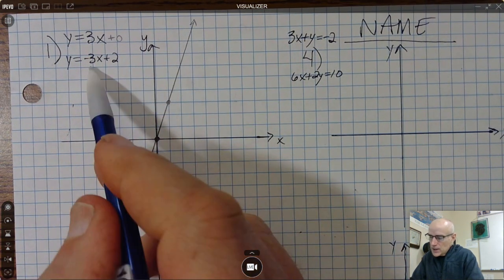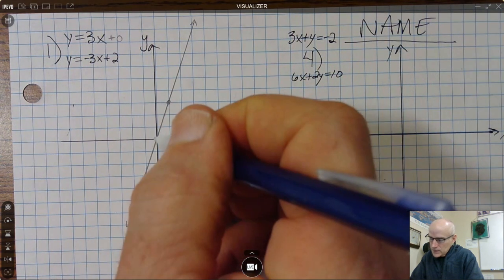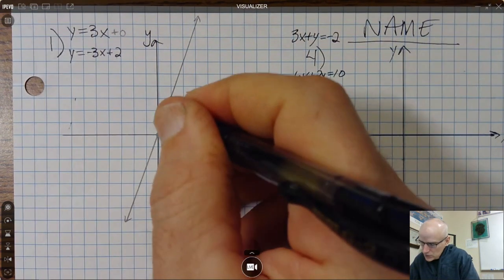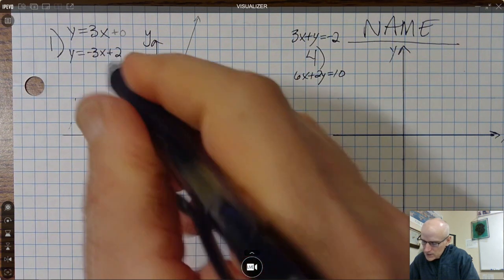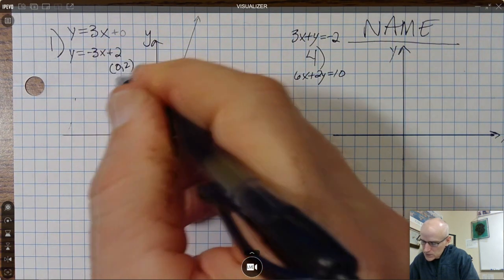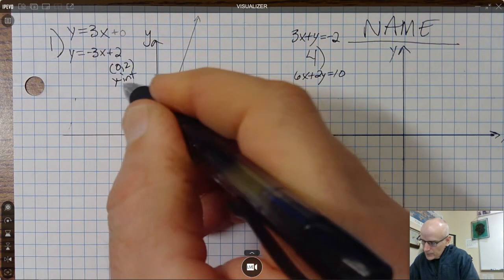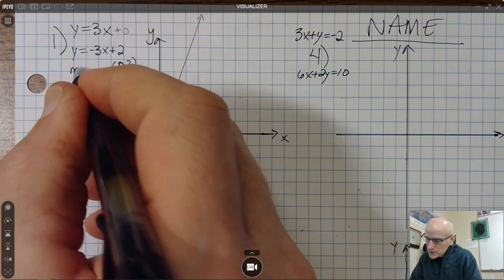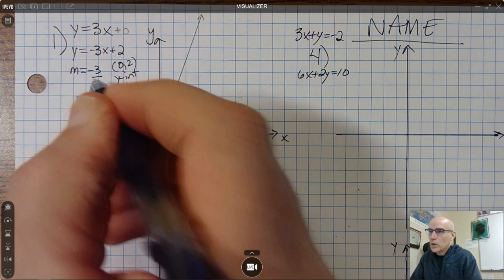I'm going to graph the second one. So here it is at 2. Let me change to my pen here. I'm going to go up to 1, 2, put a dot down. There's my y-intercept right there at 0, 2. That's my y-intercept, right? Right over there. Now I'm going to try to make a slope of -3. Slope is -3 over 1. That's one way to think about it.